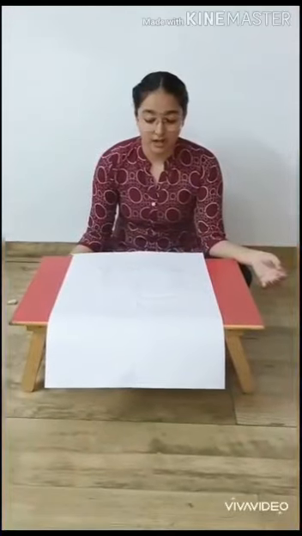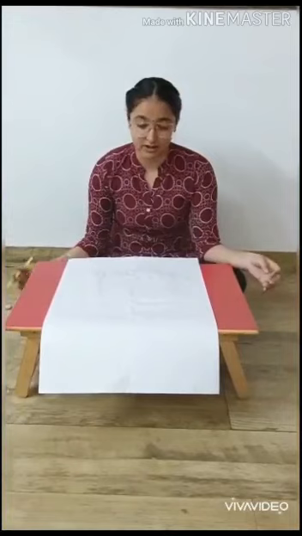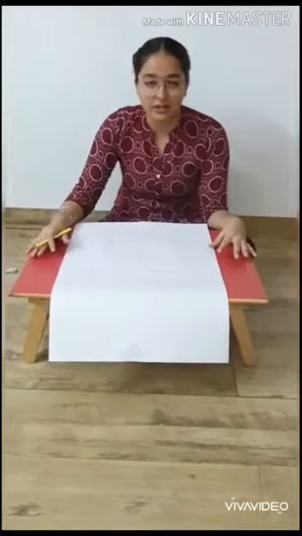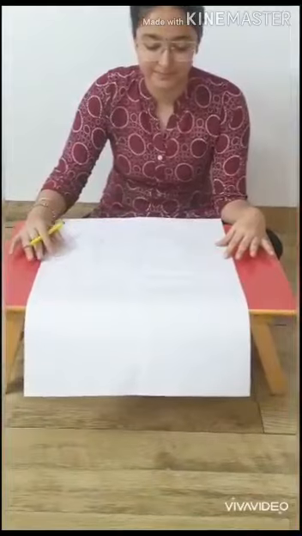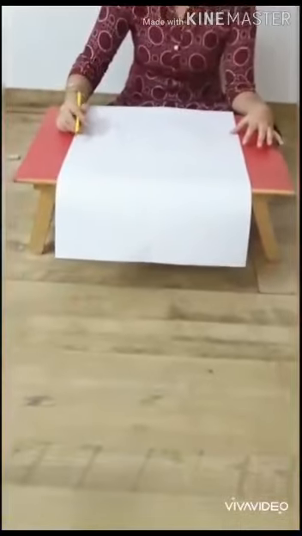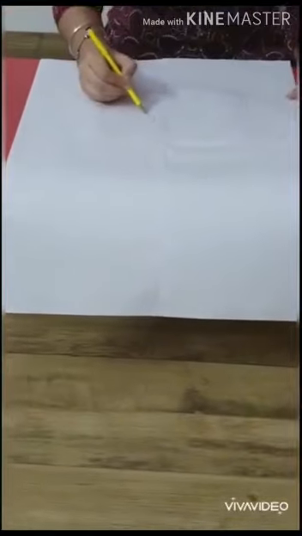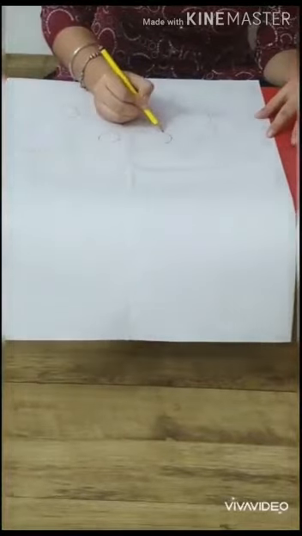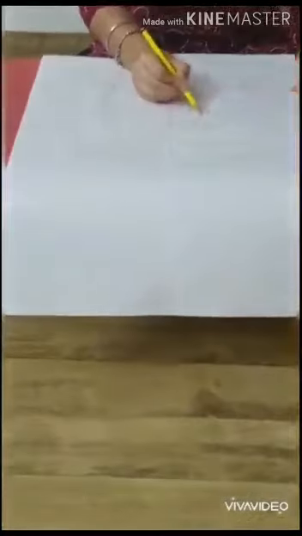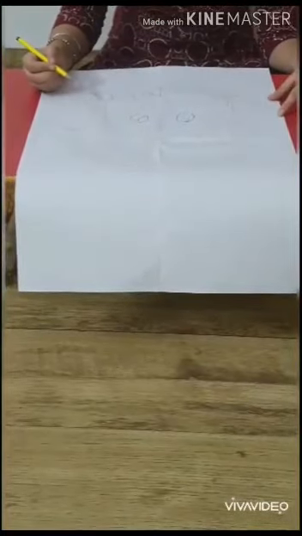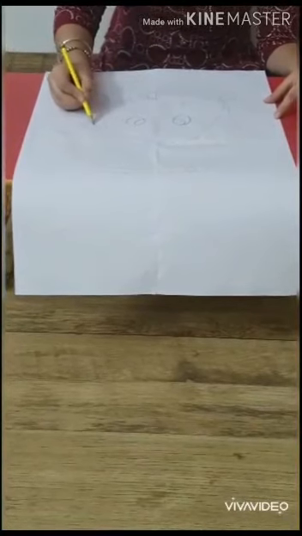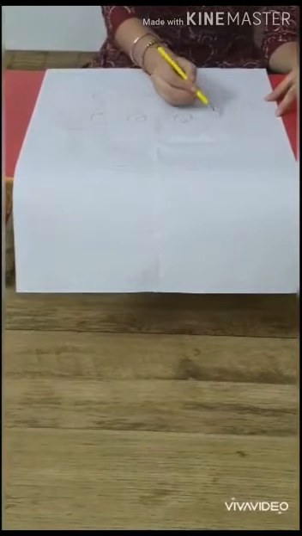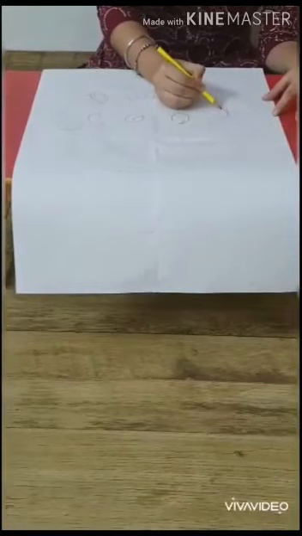I hope you had fun dancing with me on the rhyme. Now here's the twist which we were talking about earlier. Let's make the eyes, nose and other body parts of the kagaz ki gudiya. Rabbit ke ears la.